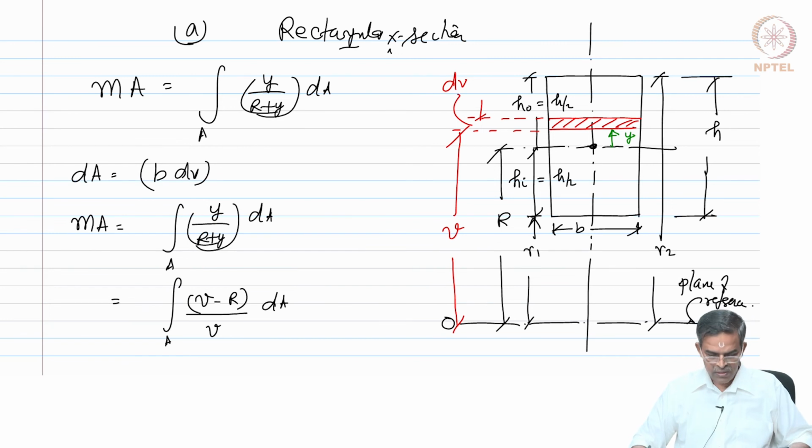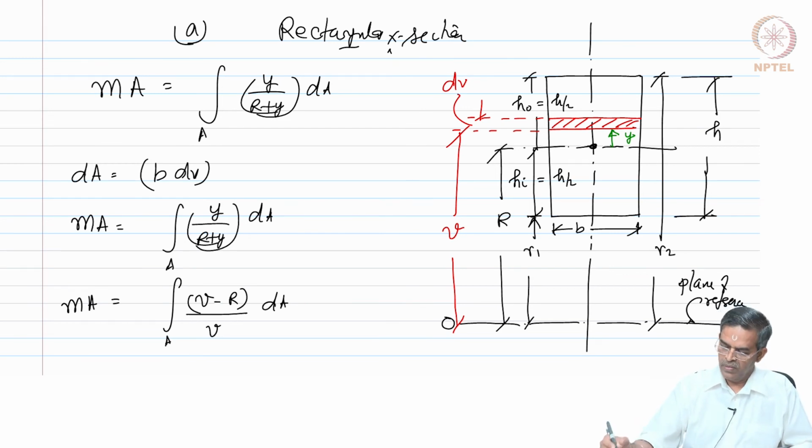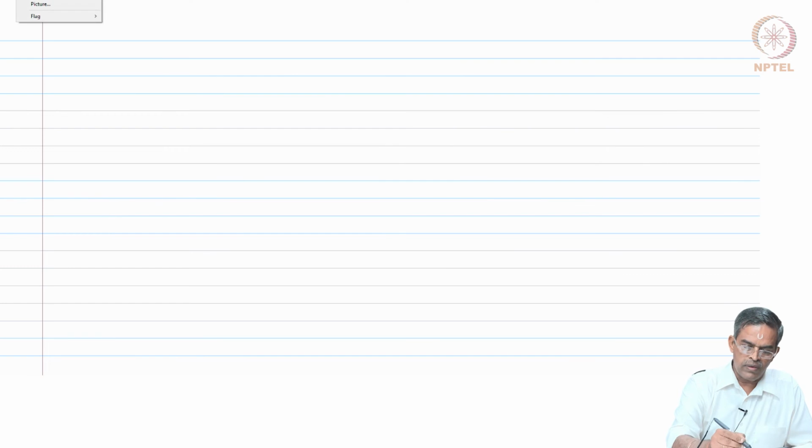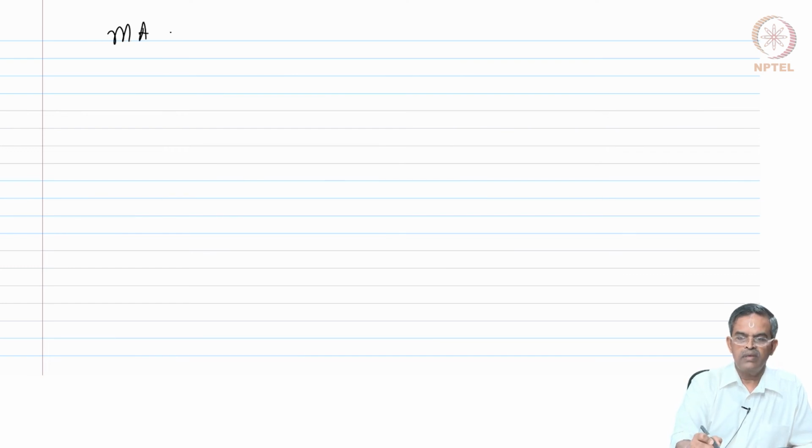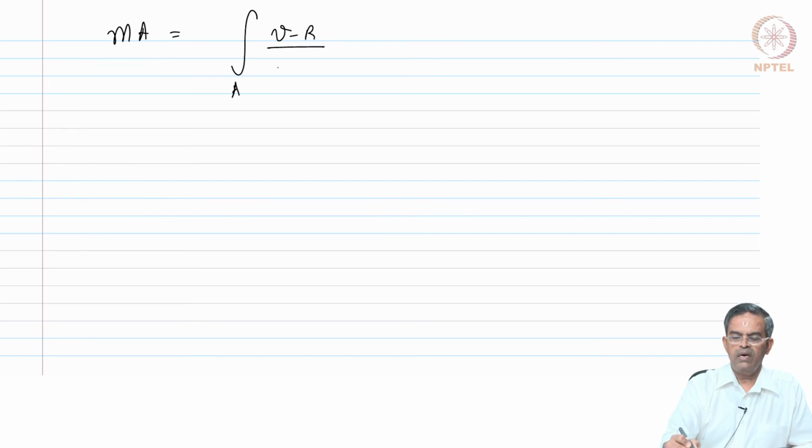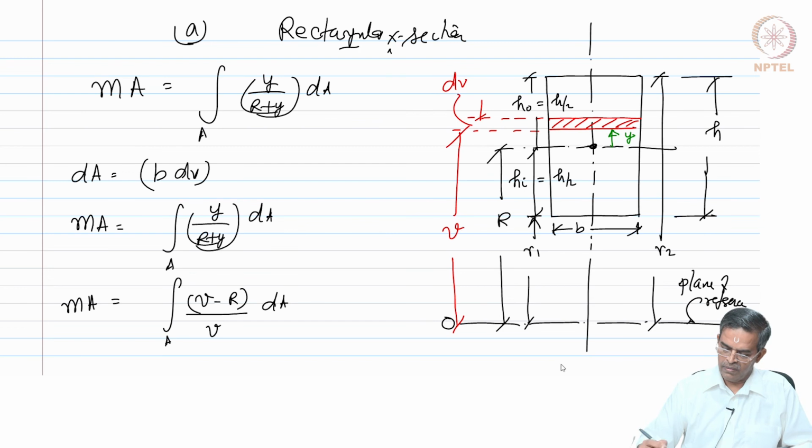With which the curvature is being measured. Okay, I think this is okay. MA is given by this. Furthermore, MA is the integral of (V minus R) by V dA, that is what we have here. I have written the same equation.